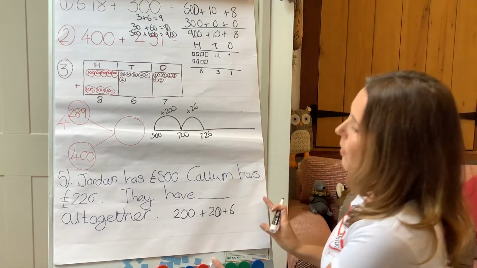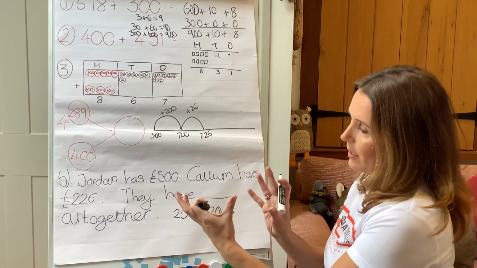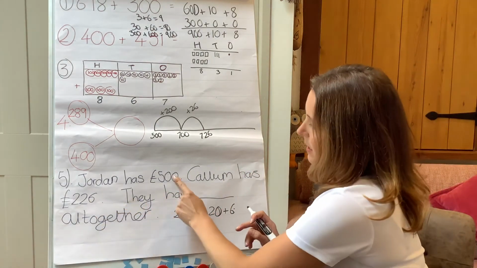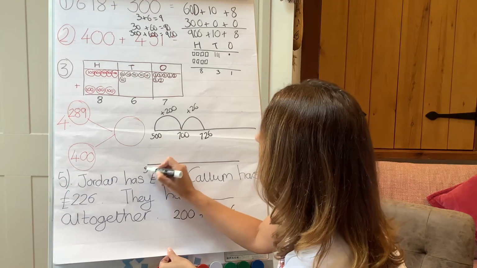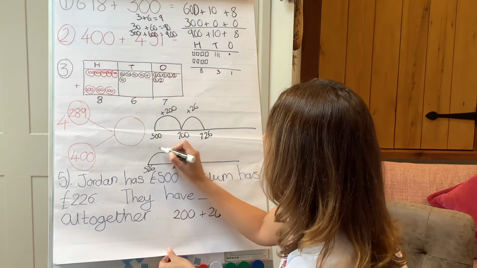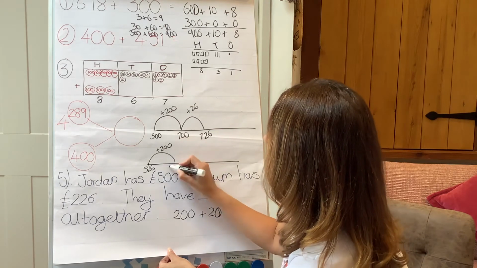The other way of me doing this, because I know the commutativity of addition, I can put that 26 on there. So I can actually say on my number line, I can start at 526 and just add on 200, which gives me 726 as well.